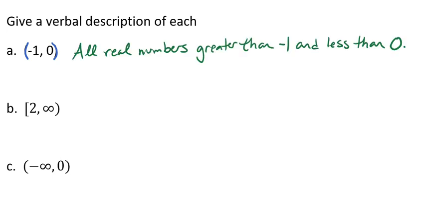If we look at example B, we can't say if it's open or closed because the left side has a bracket and the right side of our interval has a parentheses. So what do you think that this would be? Go ahead and push pause and write down your answer, and then push play when you're ready to check it.